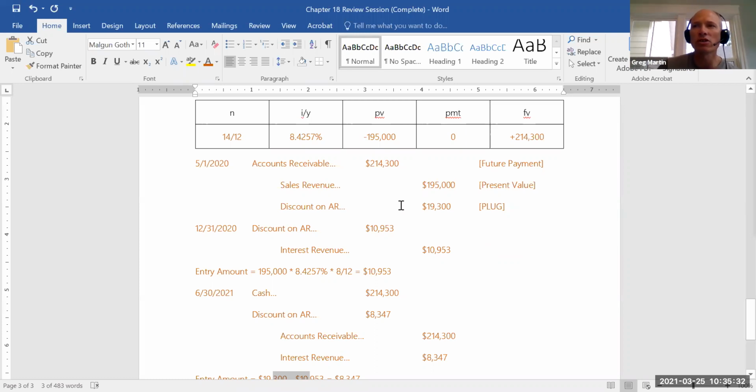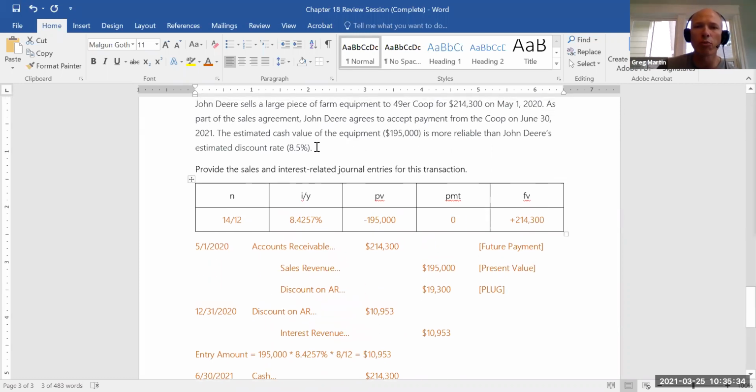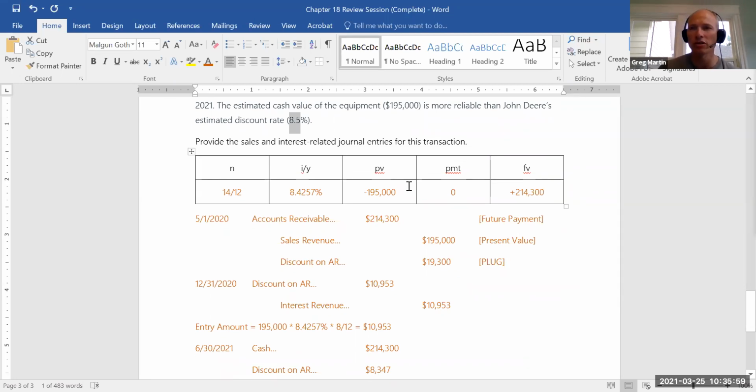Someone asked, so we don't use the 8.5%? True. We do not use the 8.5% because it is less reliable. And then someone asked if I'm going to tell you on the test. I don't remember the test question exactly, but it'll either be very obvious or I will explicitly tell you as far as which one's more reliable. And again, I don't remember the test question. I just know that it's clear.